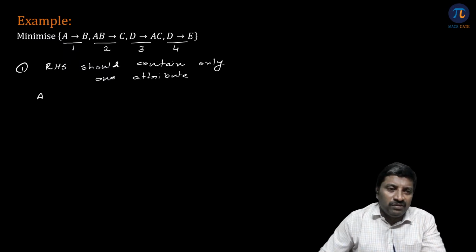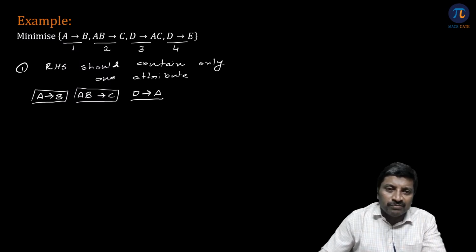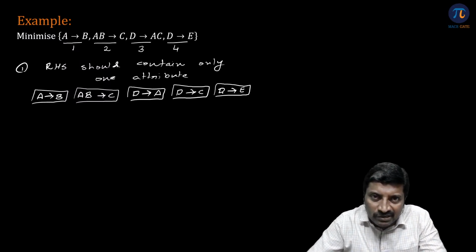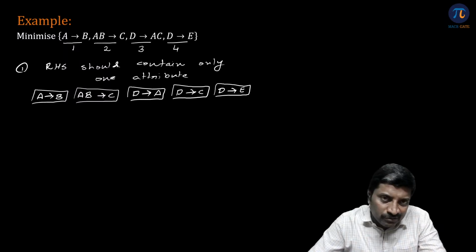So the first one, it has only one attribute, so don't touch it. The second one also, we have only one attribute on RHS, so it is also according to the rule. The third one, D implies AC, so I need to split it. D implies A, D implies C. What about the fourth one? D implies E. I have 5. Now I need to verify which of them are redundant. If one of them is redundant, I will delete it. If two of them are redundant, we will delete them.